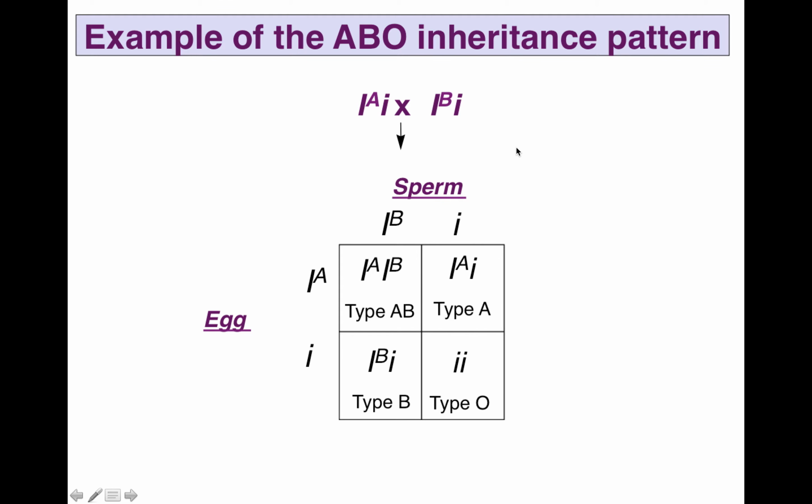Let's see what happens if an individual that is heterozygous for the A glycosyltransferase marries and has children with another individual that has the IB allele and is also heterozygous. So the sperm can be either IB or little i, and the eggs can be IA or little i. And so what happens? Their children could be produced in equal percentages, type AB, type A, type B, or type O.